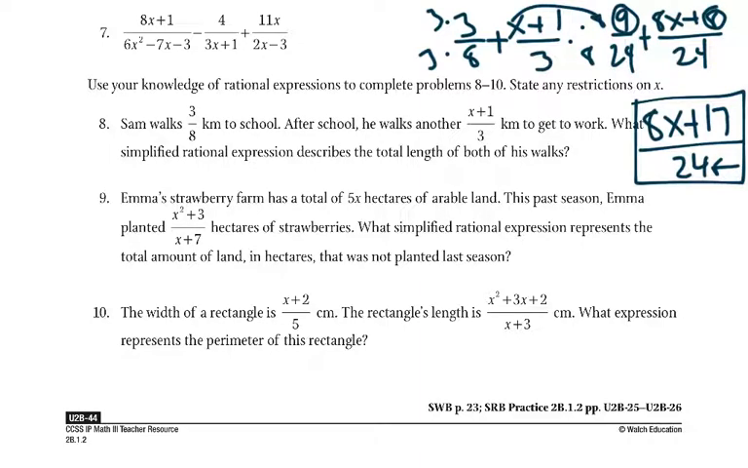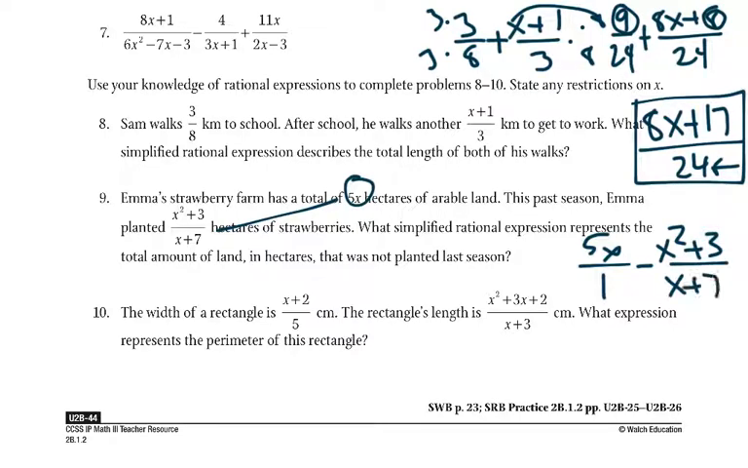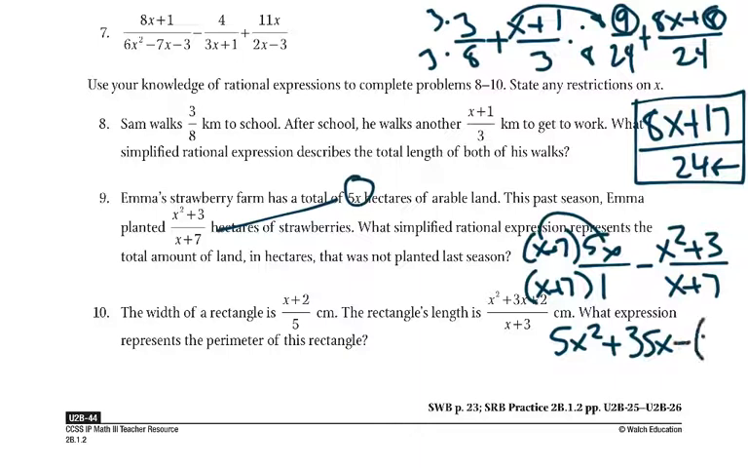So, this minus this, basically. So 5x, let's make it a fraction over 1, minus (x² + 3)/(x + 7). Okay, so we'd times this side by x + 7. That would give us (5x² + 35x − (x² + 3))/(x + 7).